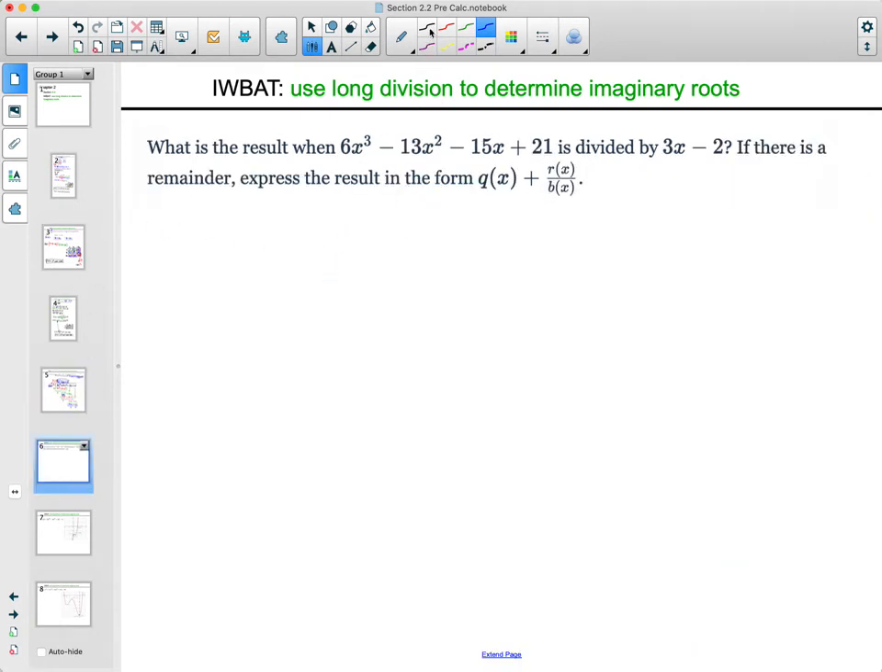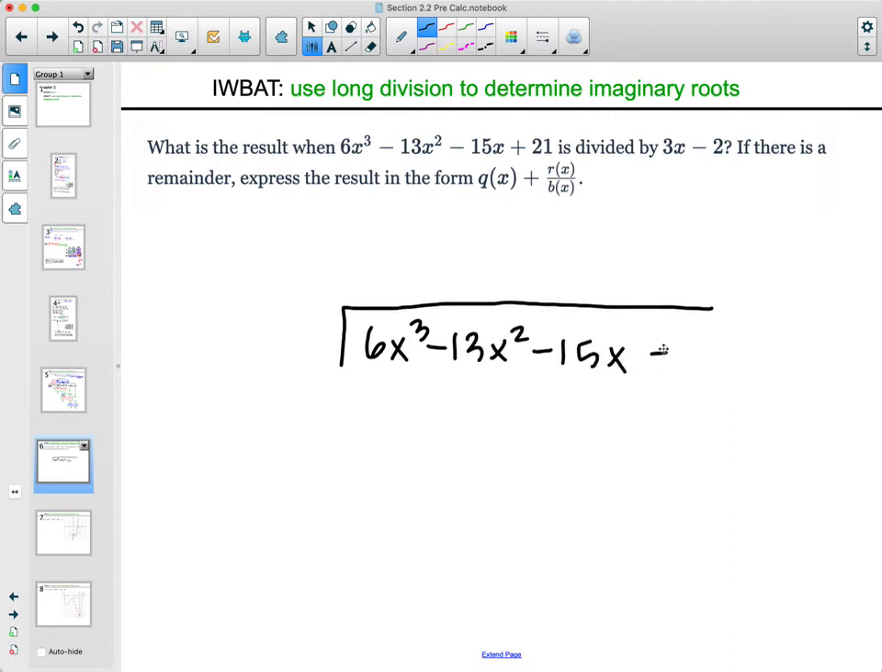Okay, so let's do another one. So let's do 6x cubed minus 13x squared minus 15x plus 21. And we'll divide it by 3x minus 2. So what times 3x gives me 6x cubed? So 2x squared. Because 2 times 3 is 6.